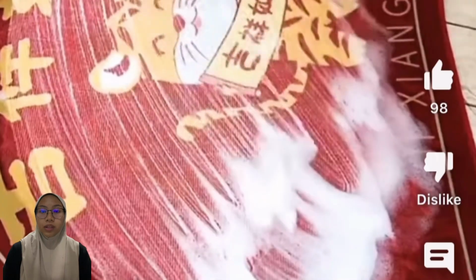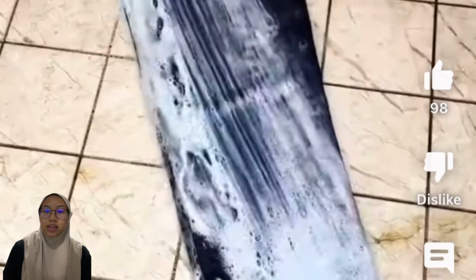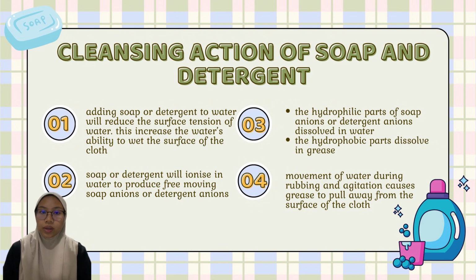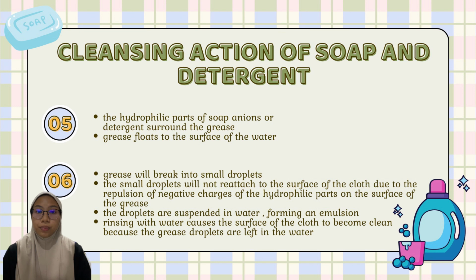Fourth, movement of water during rubbing and agitation causes grease to pull away from the surface of the cloth. Next, the hydrophilic parts of soap anions or detergent anions surround the grease. Grease floats to the surface of water. Lastly, grease will break into small droplets.